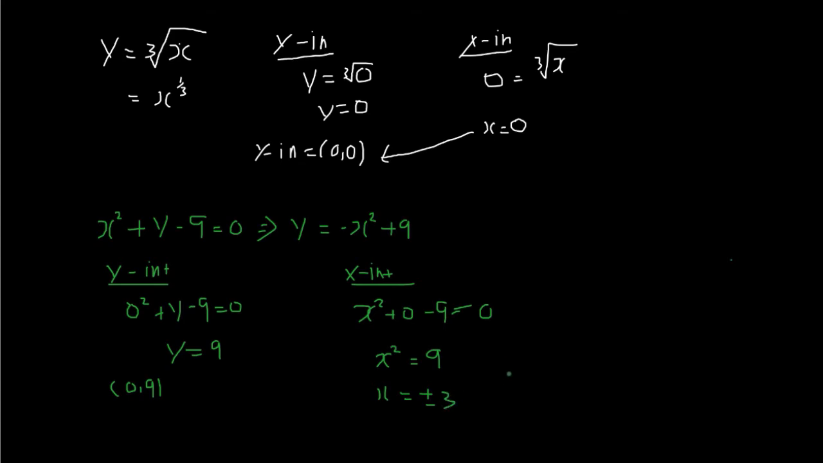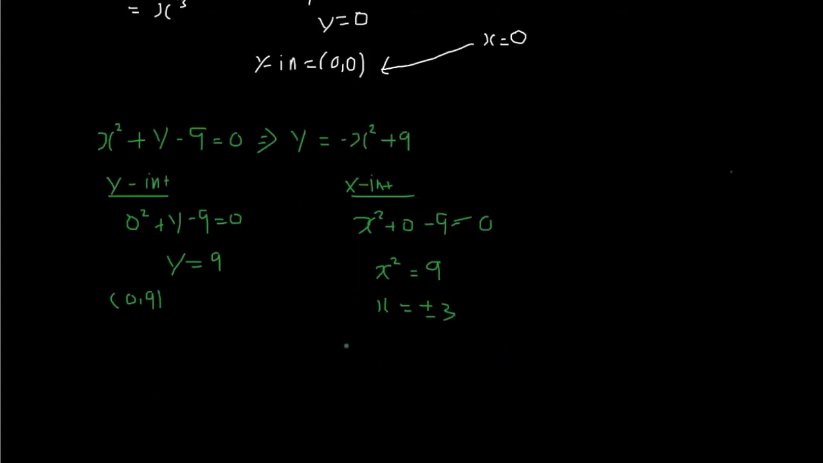Therefore, how many intercepts do we have? We have 2 x-intercepts. What are those? First, negative 3, 0 and positive 3, 0. So for this graph, we do have 3 intercepts. This one, 0, 9, which is the y-intercept, and 2 x-intercepts, negative 3, 0 and 3, 0.